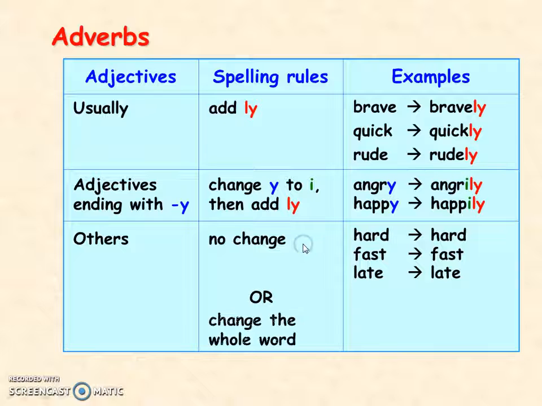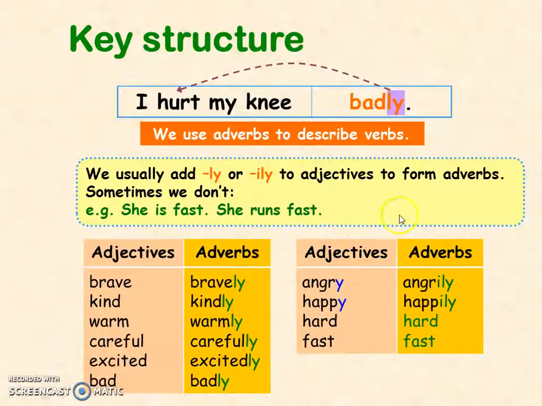But on the other hand, there are some adverbs and adjectives that change the whole word. For example, good is the adjective, and the adverb is well, completely changed. So the key structure should be that we use adverbs to describe verbs. And usually the adverb will come after the verb. For example, I hurt my knee badly.